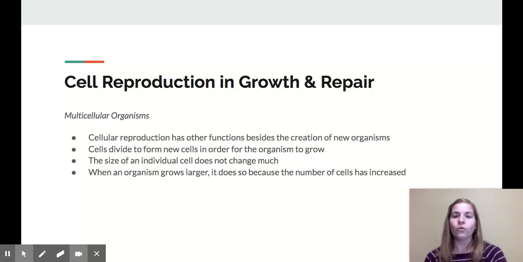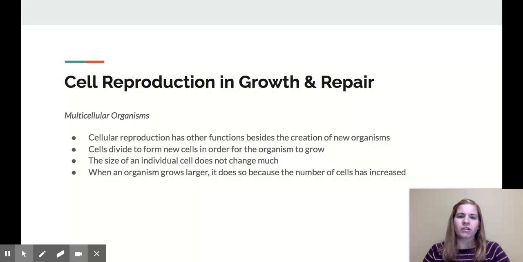So it's not only that these cells are reproducing to create a new organism. For example, a cell is going to divide and create a new cell for that organism, and that's basically how it's growing. So the cells themselves are not changing in size. They're staying pretty much around the same size. Instead, when an organism is growing, it is growing larger because the number of cells has increased. So you're not changing the size of the cells, you're just changing the number of cells.